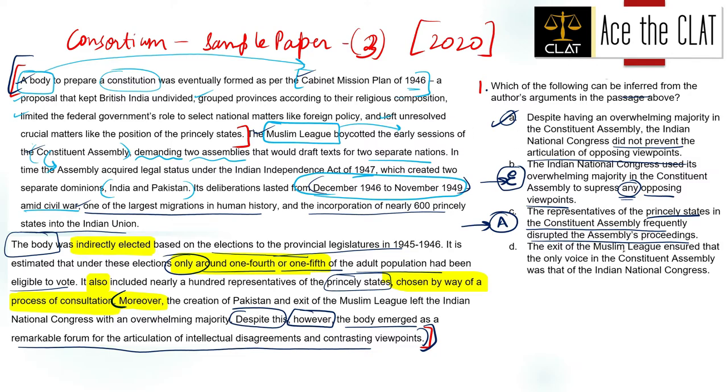And D says the exit of the Muslim League ensured that the only voice in the Constituent Assembly was that of the Indian National Congress. This is going too broad, too narrow, right? Well, while that was not the case, the body emerged as a remarkable forum. The whole answer depends on this. Whoever read this sentence properly will understand which is the broad option. Broad wasn't shown, but which is extreme, which is alien, which is narrow.